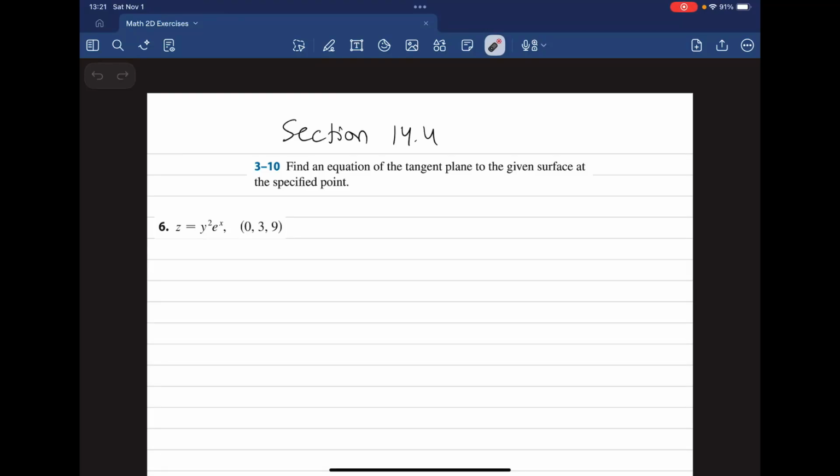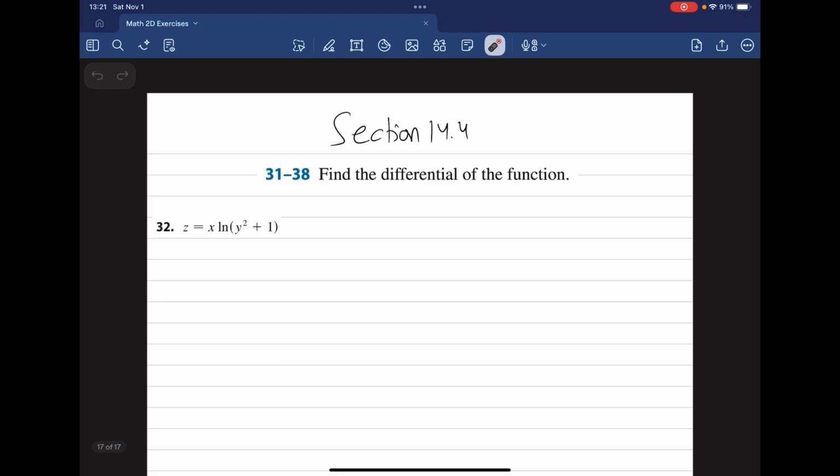Hello. In this video, I will be solving two problems from section 14.4, which is about tangent planes, linear approximations, and in particular differentials. The problems we'll be solving are as follows. One is from problem set 3 to 10, and it wants us to find an equation of the tangent plane to the given surface at the specified point. The equation we will be doing today is number 6, z equals y squared e to the x.